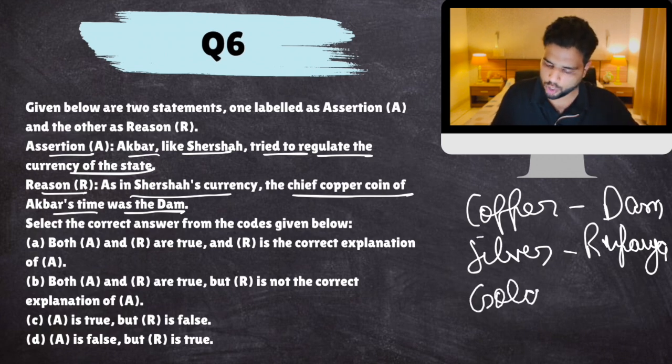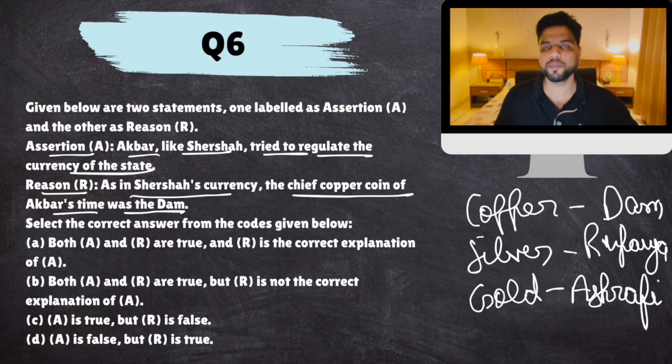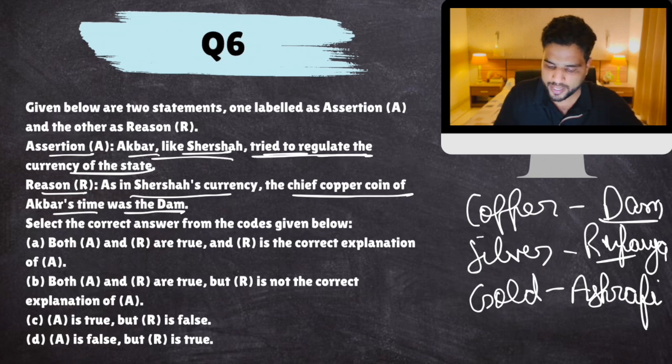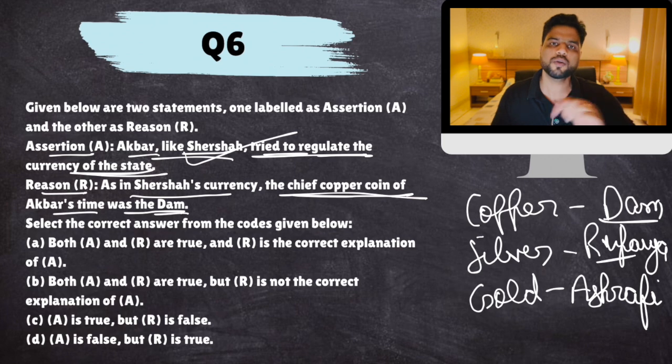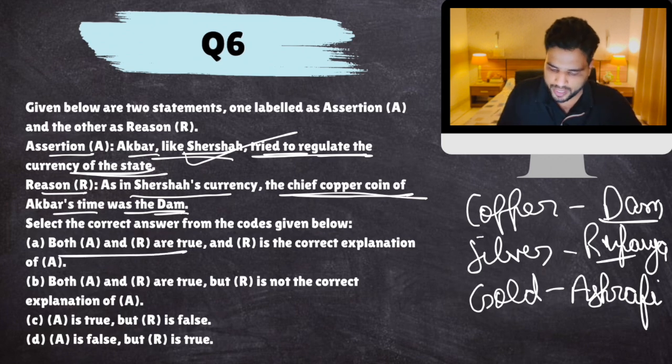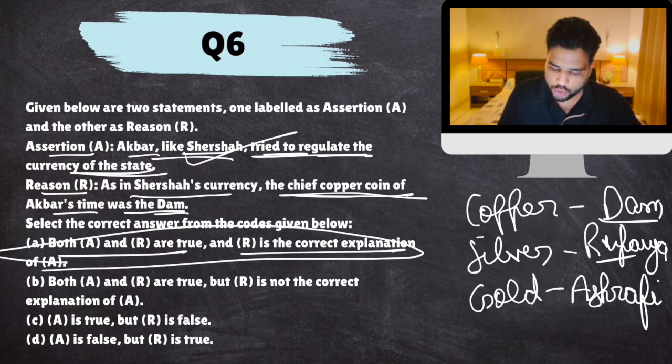And then gold was called ashrafi, very rarely used. Very rich people used to have ashrafi. Now, this system of rupaiya and dam was introduced during Sher Shah's time, and the Mughals continued with it. So, Akbar, like Sher Shah, tried to regulate the currency of the state. Yes, exactly. And what is the evidence of that? The chief copper coin of Akbar's time was also dam, and that of Sher Shah was also dam. So both A and R are true, and R is the correct explanation of A.